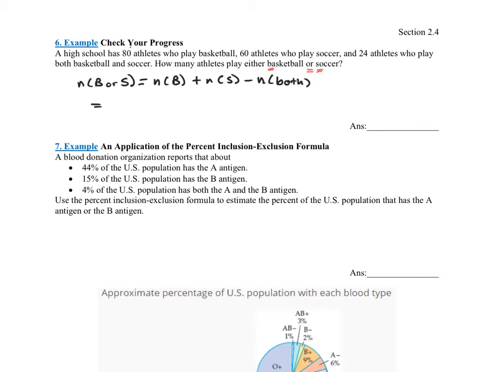It's 80. I'll just do some highlighting here. 80 of them play basketball, so that's the number in basketball. We have 60 play soccer, so that's the number of soccer. And then we have 24 who play both, so that's the number in both. So I'm going to plug in those numbers right now.